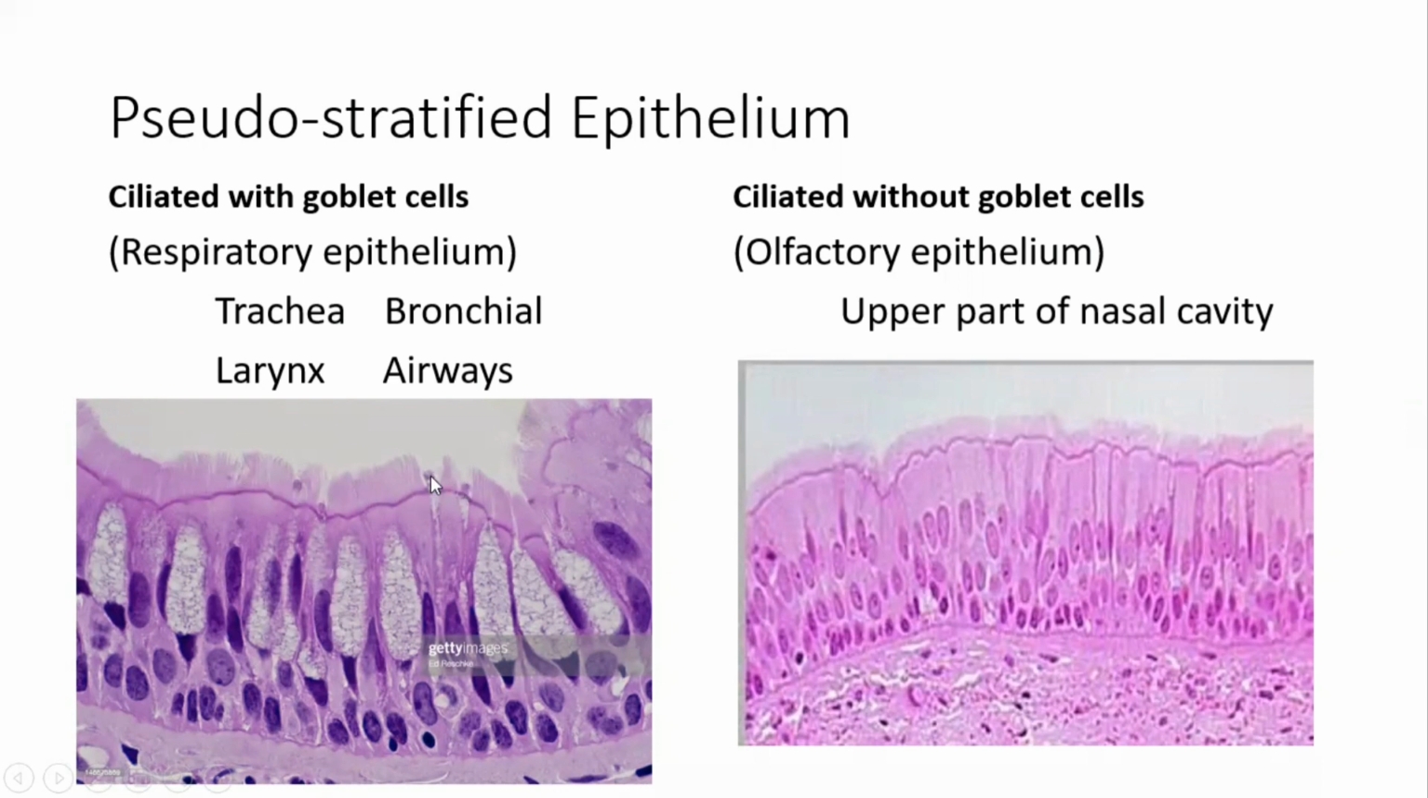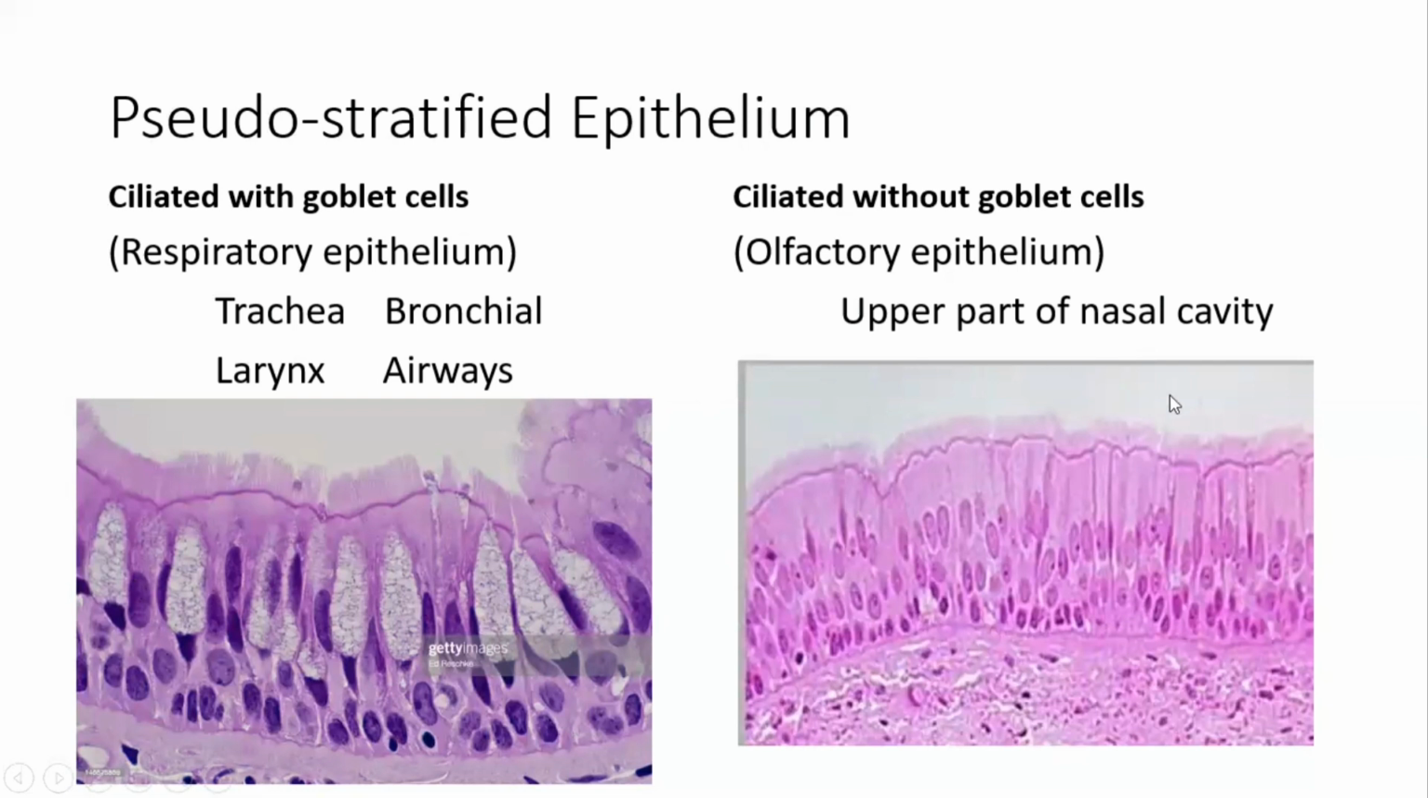And in this epithelium, you can see some special feature. So let's go with this again. Pseudo-stratified ciliated. We already saw the cilia. This is ciliated with goblet cells. These big white cells that you see are goblet cells. So if they're ciliated with goblet cells, they're also called respiratory epithelium. So they're located in the respiratory tract, like bronchioles, larynx, airways, trachea. So these are called the respiratory epithelium.